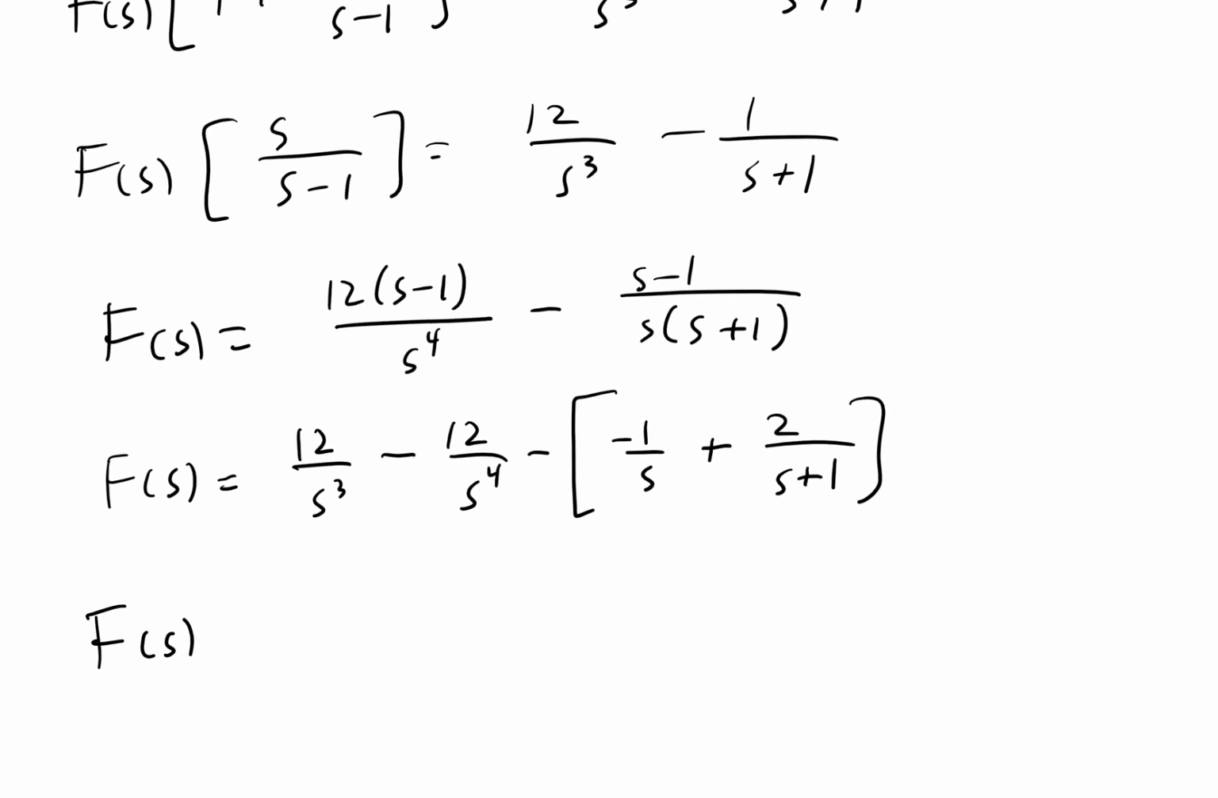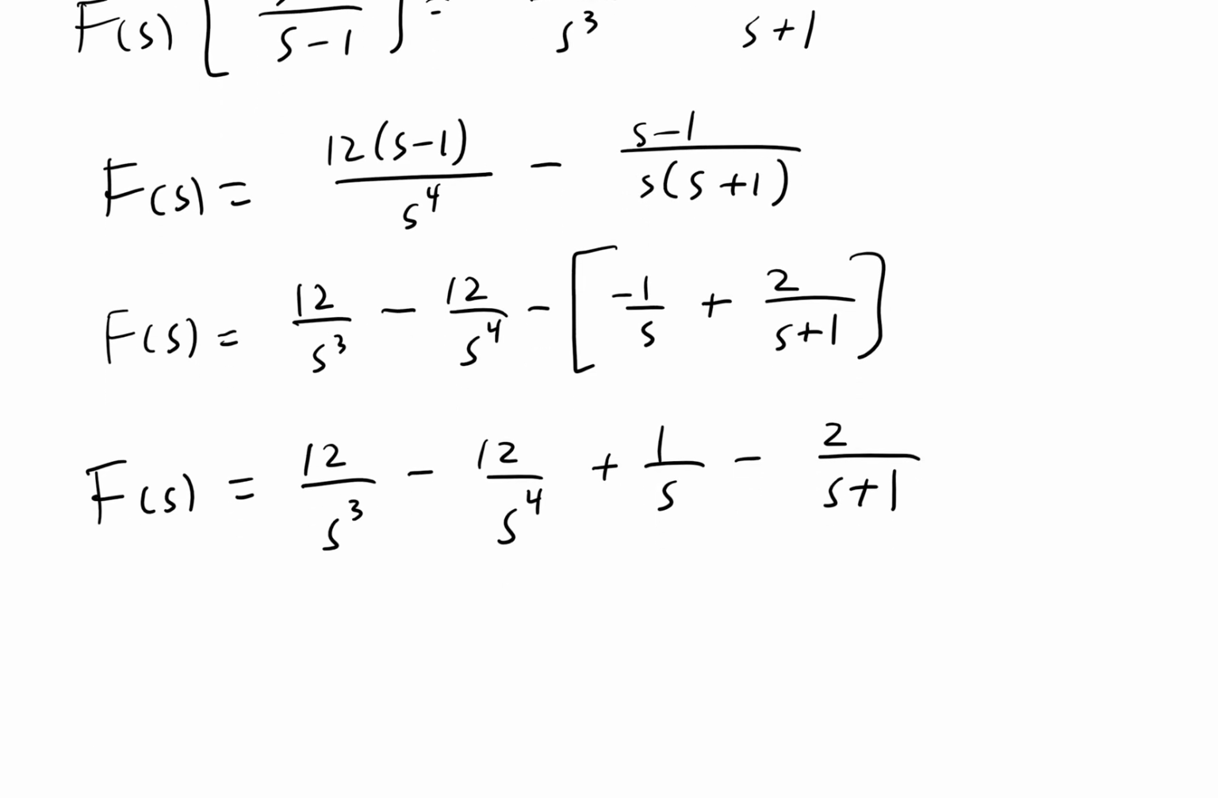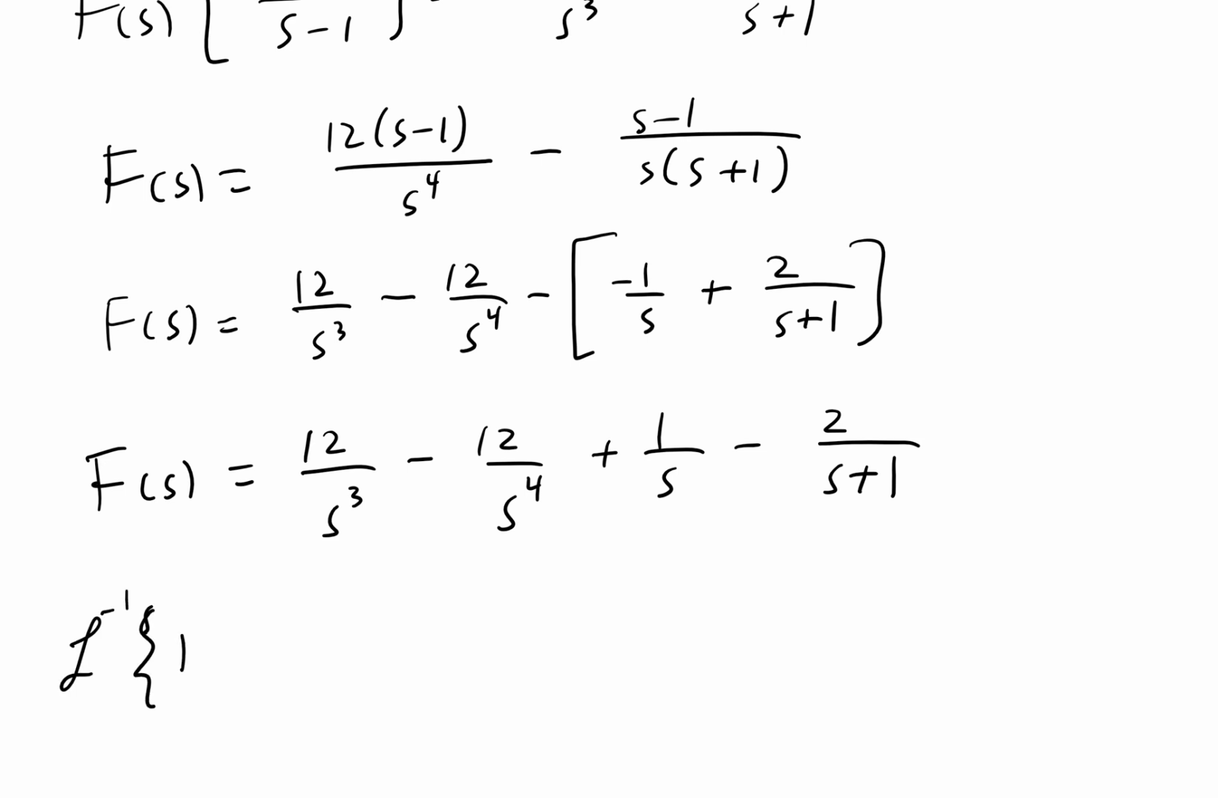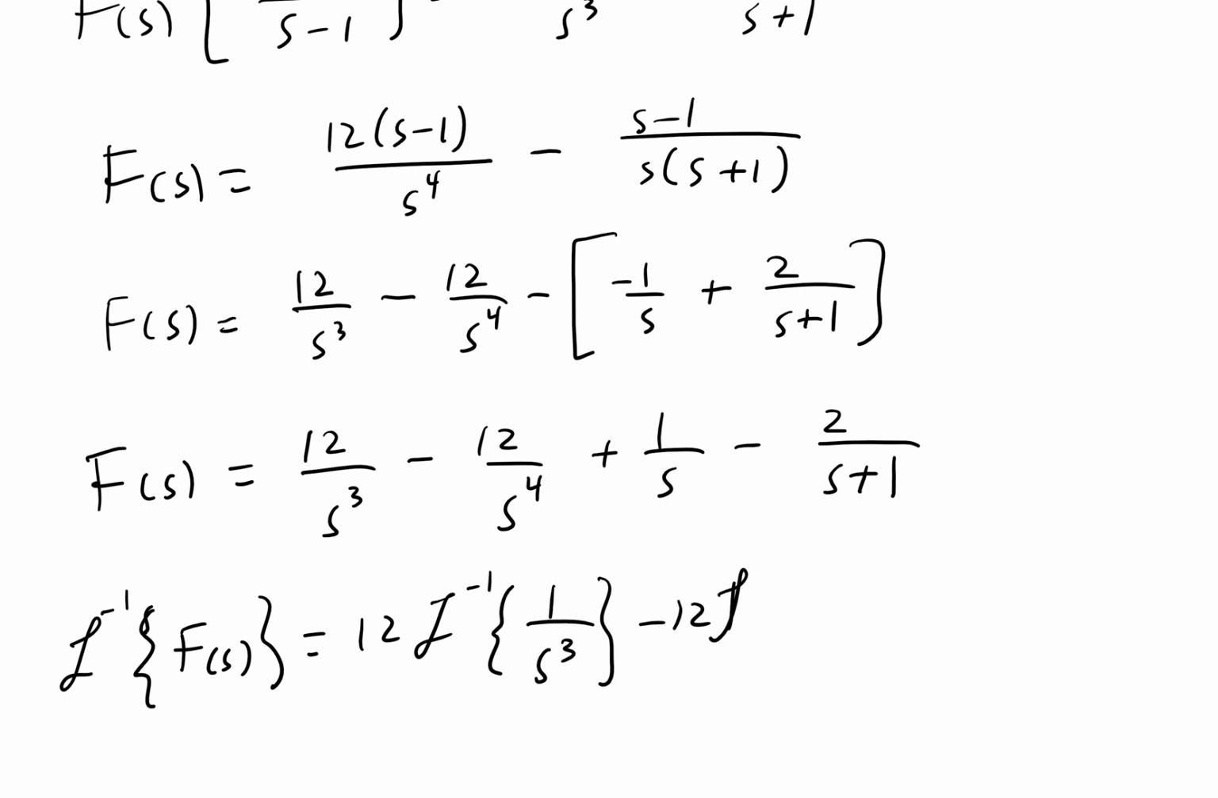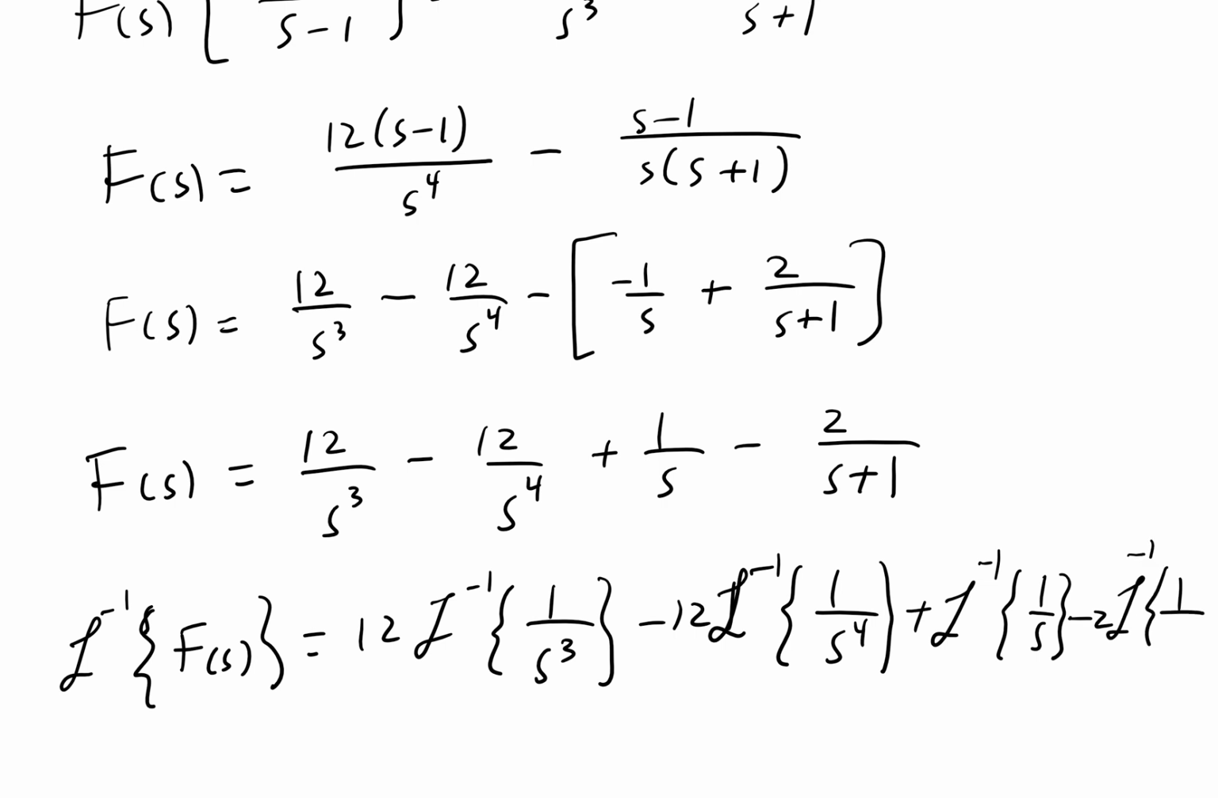So capital F of s is 12 over s cubed minus 12 over s to the 4th plus 1 over s minus 2 over s plus 1. So after we get all of this, now it's ready for inverse Laplace. So the inverse Laplace of capital F of s equals 12 times the inverse Laplace of 1 over s cubed, minus 12 times the inverse Laplace of 1 over s to the fourth, plus the inverse Laplace of 1 over s, minus 2 times the inverse Laplace of 1 over s plus 1.